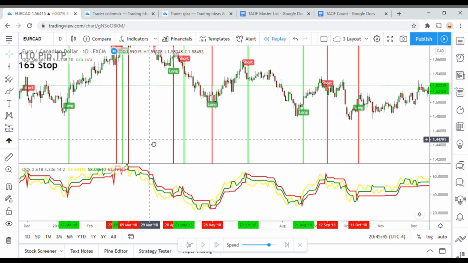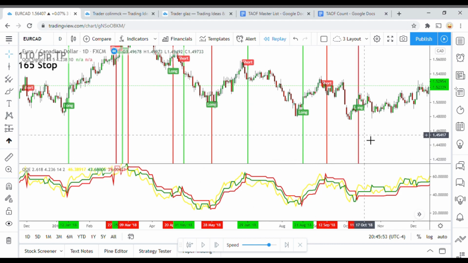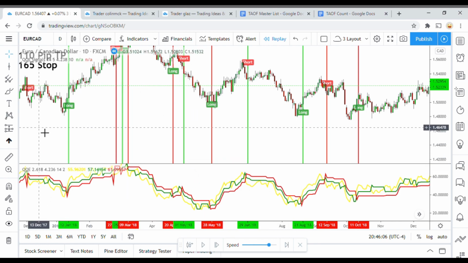Let's see. So we have 1, 2, 3, 4, 5, 6, 7, 8, 9, 10, and 11. 11 trades altogether, and we got 1, 2, 3, 4, 5 winning trades. And so, yeah, that's not gonna meet the 60% requirement, unfortunately. It's gonna go on the no list.